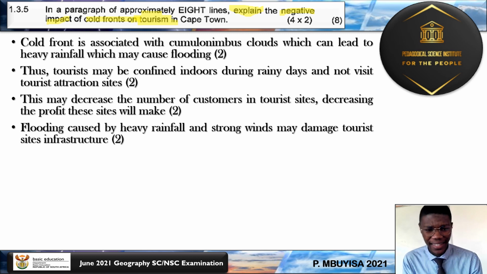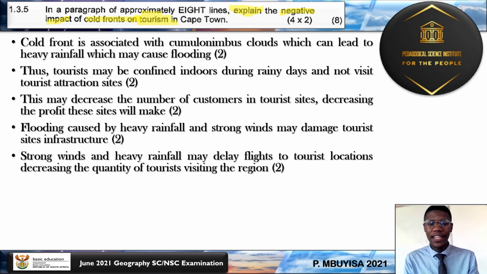And what will happen again? Flooding may cause heavy rainfall, we know that, and strong winds, which may damage the infrastructure of those particular regions. So that's another negative impact you can think about. When the infrastructure is damaged, it will lead to fewer tourists coming to that particular region. It will mean that funds will have to be redirected into fixing that infrastructure, which may again limit the profitability of tourism as a result.